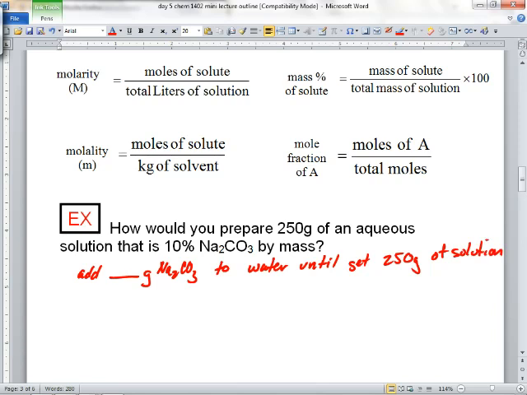Okay. I guess you could also answer the question by saying, add, we'll figure it out, grams of sodium carbonate to the number of grams of water. Just subtract this guy from 250. That works too. But that's what I'm saying. This question is a little more complicated because it says, how would you prepare? Okay. See how we're going to calculate it.